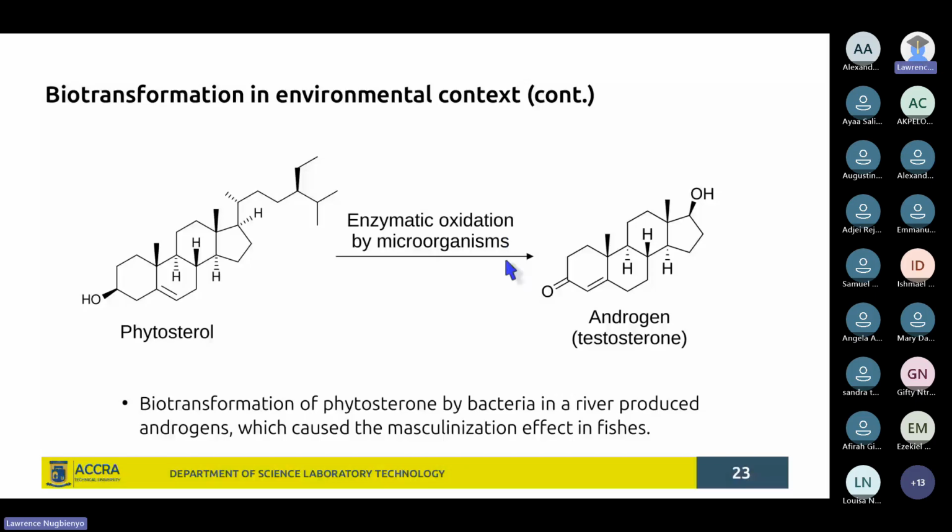But of course, this is occurring in a living organism. That is biotransformation occurring in a living organism. And then those phytosterols get oxidized. And so you see clearly that the hydroxy group on that sterol gets oxidized into a cyclic ketone group. That's an androgen, testosterone. And then you have it having such an effect of masculinization in the fishes.